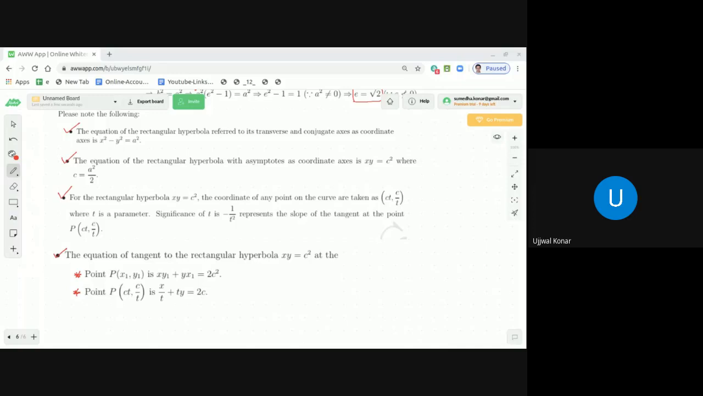And the next point we are going to discuss is the equation of the normal to the rectangular hyperbola. We discussed the tangent, dear students. Now we are going to discuss the normal, and I'm going to place the statement in front of you.